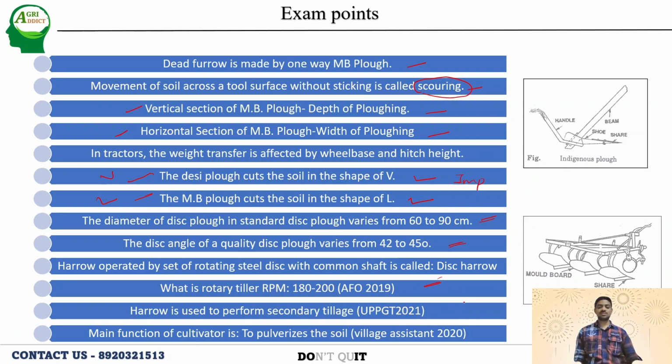Harrow, as I told you, it is important for you people to know which is actually a secondary tillage implement. See, now here it is asked, Harrow is used to perform secondary tillage. It is true, right? Yes. If you don't know whether Harrow is a secondary tillage implement, you can't answer. So you should clearly understand which are the secondary tillage implements and which are the primary tillage implements. And the main function of the cultivator is to pulverize the soil.